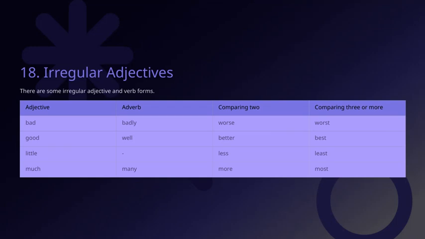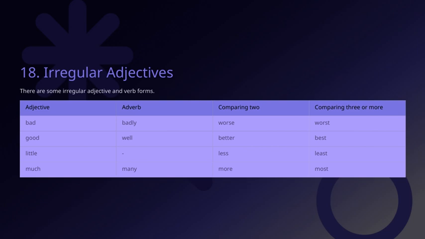Let's take a closer look at some irregular adjectives and their forms. As you can see in the table, many adjectives follow regular patterns, but there are some that are quite unique. For example, the adjective bad changes to worse when comparing two things and worst when comparing 3 or more. Similarly, good becomes better and best. Now notice that for little, the comparative is less, and the superlative is least. But for words like much and many, we also use more and most to compare two or more things.